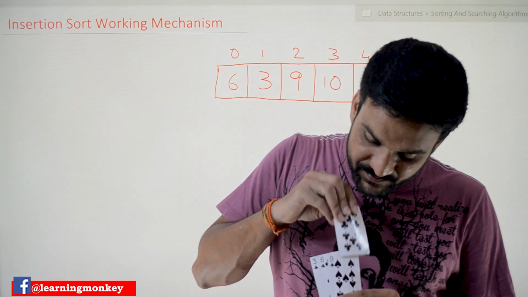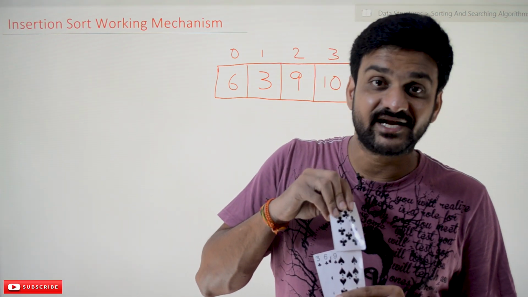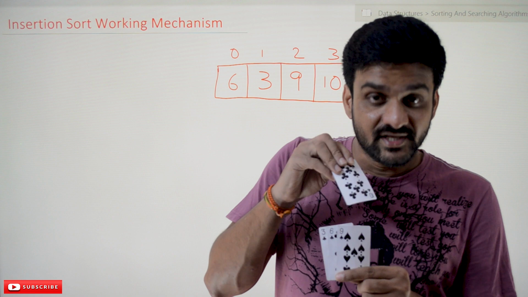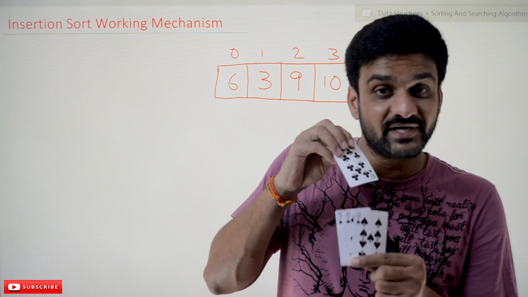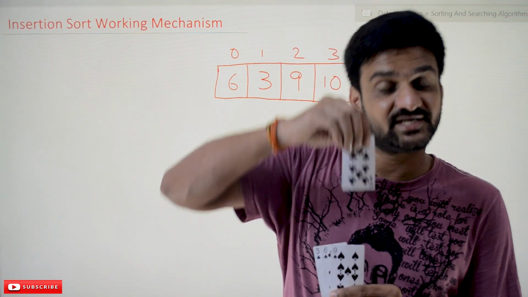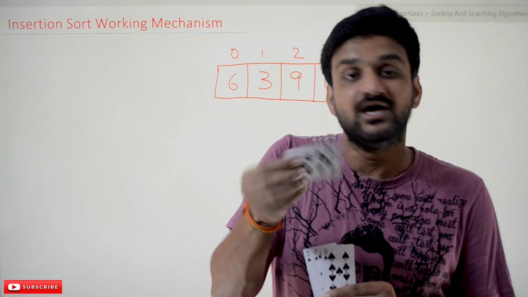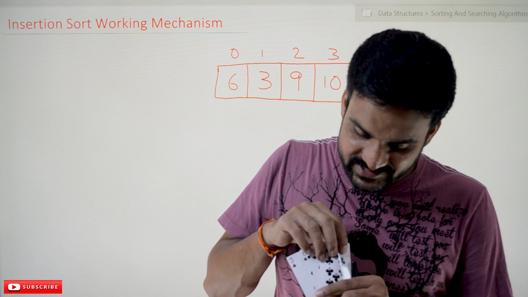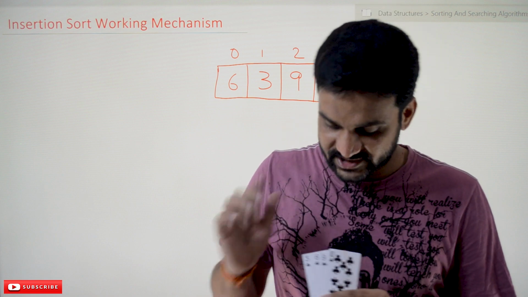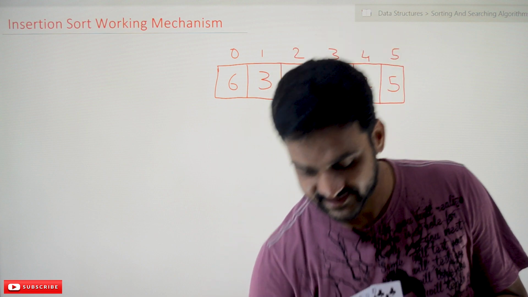Again, we are going to compare this. Is 9 greater than the elements in the hand? The element in the hand should be greater than the key element. Is it greater than 9, greater than 10? No, it is not. So just place it. Okay, just place it. I am going to take the next card.